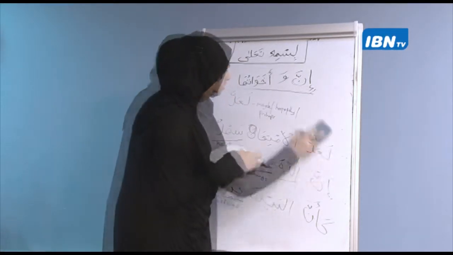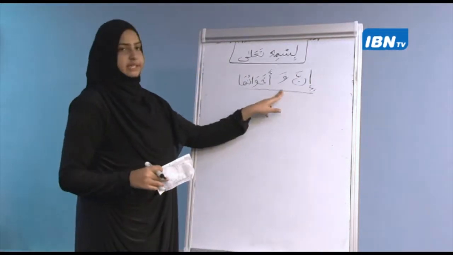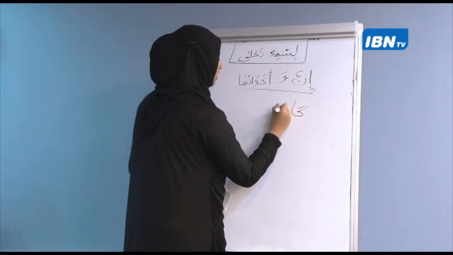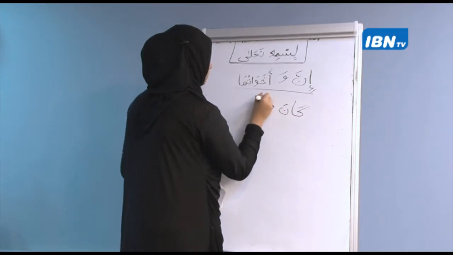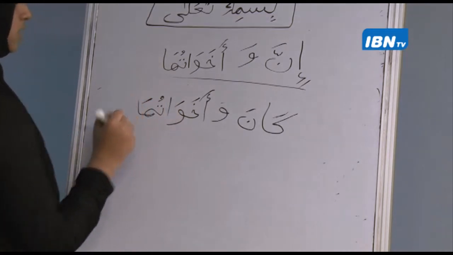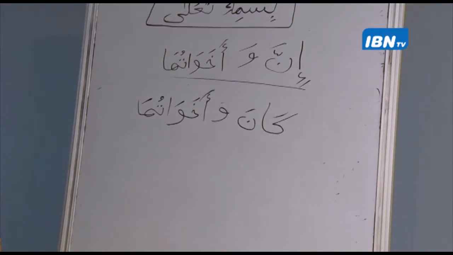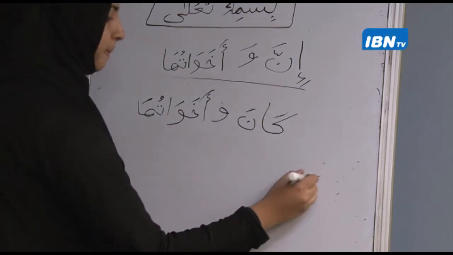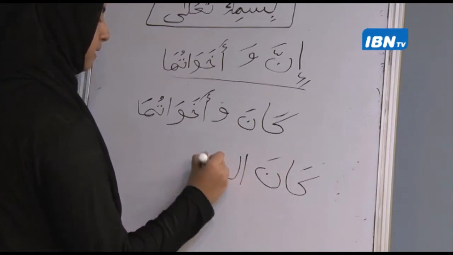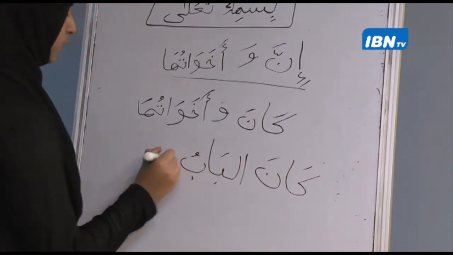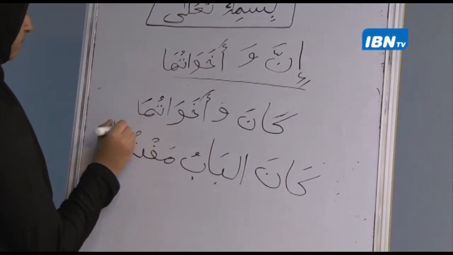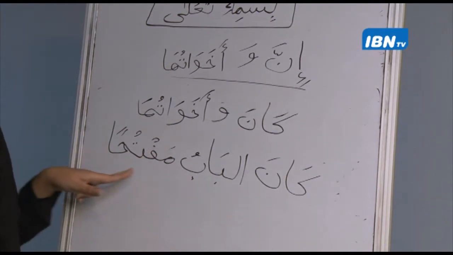Okay? Now just leave aside inna for a while. Okay? Open your kana's memory. Kana wa akhawatuha. I just want you to compare so that you don't get confused between the two. Now we had said an example of kana. Kana al-babu maftuhan. We had said kana al-babu maftuhan.